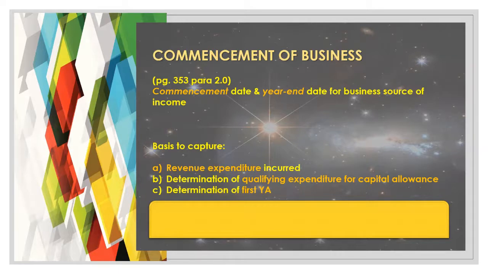So it is actually a cut-off. Commencement date is actually a cut-off. Once you have your commencement date, from that date onwards, whatever expenses incurred will be considered as operating expenses.